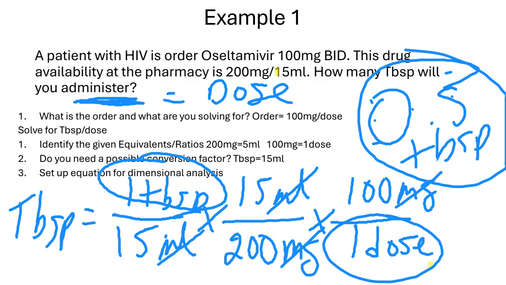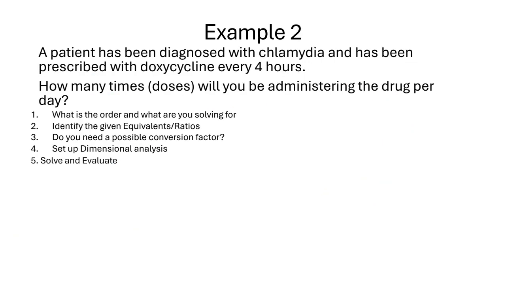In this case, a patient has been diagnosed with chlamydia and has been prescribed doxycycline every 4 hours. Chlamydia is a bacterial infection. It's a sexually transmitted infection. And the question is how many doses would you be administering per day? Oh, sorry, there was a message in the chat. So how many doses would you be administering the drug per day?